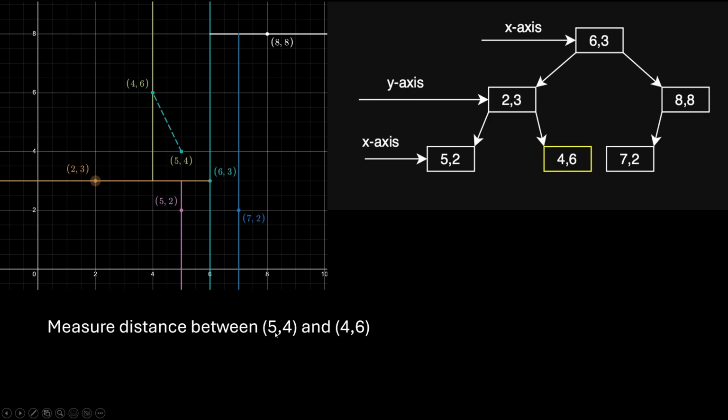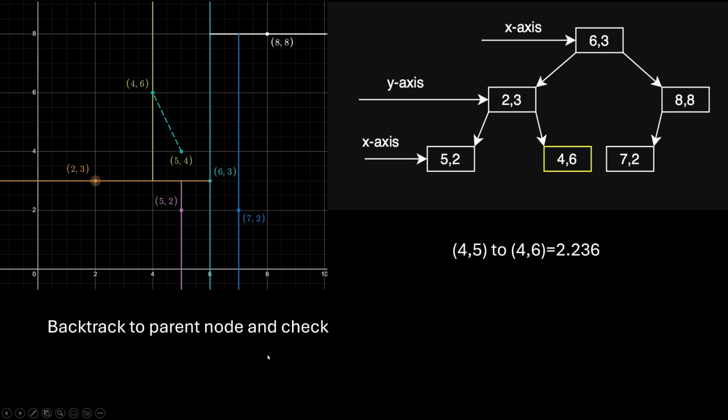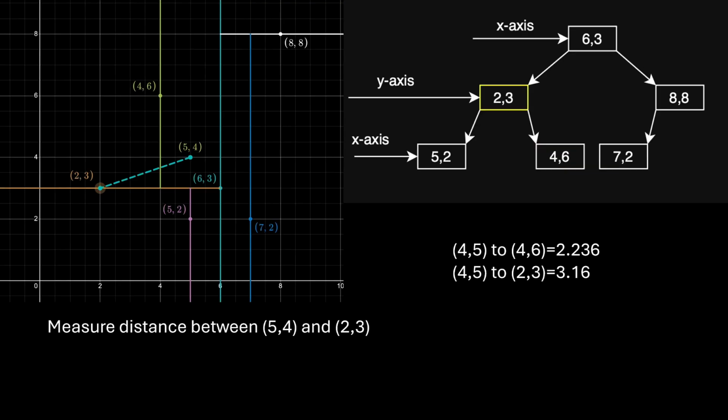We measure the distance between 5, 4 and 4, 6. Just the standard distance formula or Pythagorean theorem. And we have 2.236. Next step, we're going to backtrack to the parent node and check. So we backtrack to 2, 3. We measure the distance between 5, 4 and 2, 3. And we get 3.16.